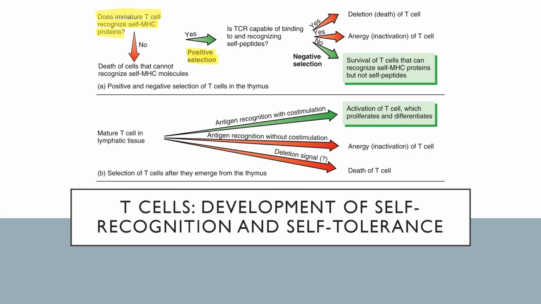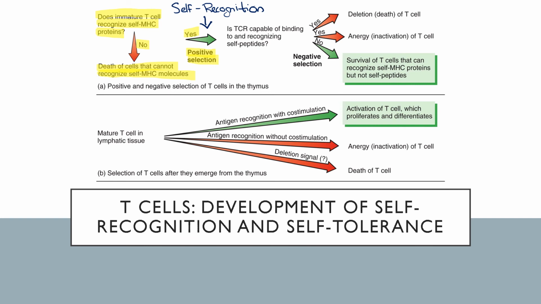Now, the cells that do recognize our self-MHC proteins, these T cells survive because they can recognize self. Other immature T cells that fail this interaction are going to undergo apoptosis. So this process develops self-recognition.